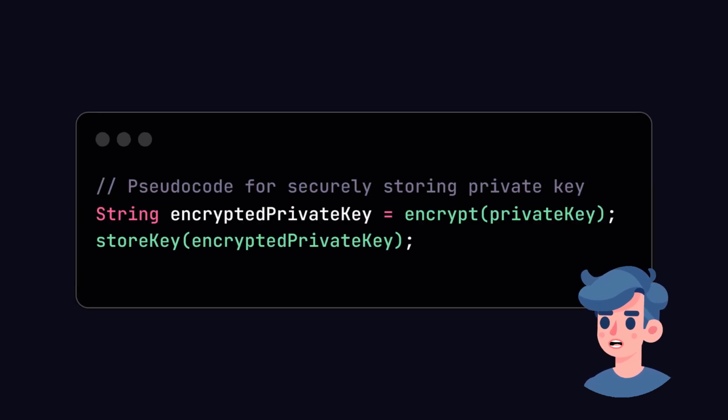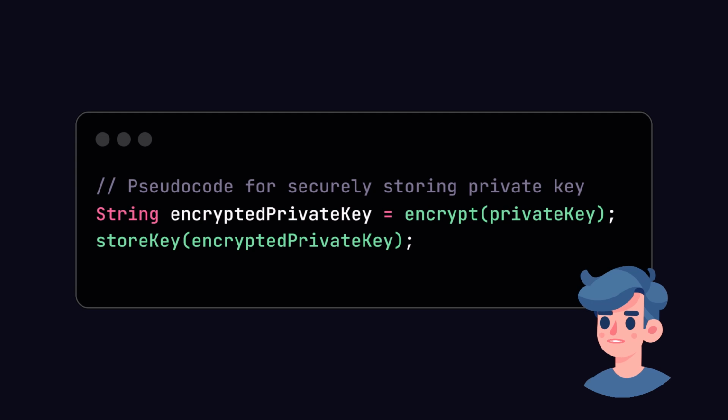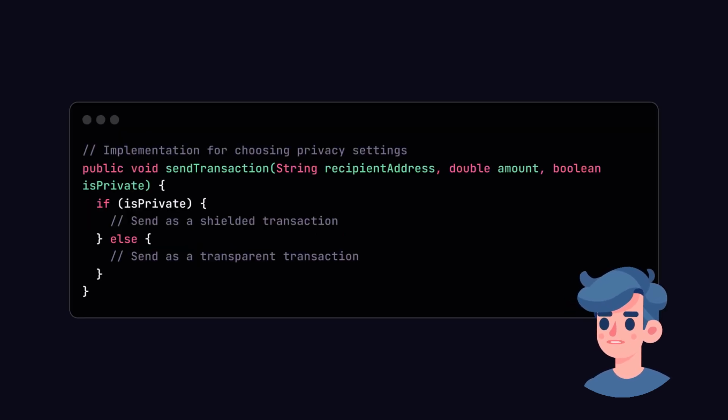It's vital to securely manage your private keys. Let's take a moment to discuss the importance of storing private keys securely. For our wallet, consider using secured storage mechanisms such as a keystore or encrypting the private key before storage. To manage privacy, it's essential to anonymize your transactions. Monero automatically handles this for you. However, in Zcash, you can choose between transparent and shielded transactions. Make sure to include functionality that allows users to choose their desired privacy level when sending transactions.